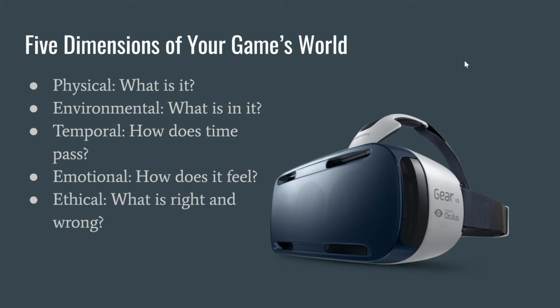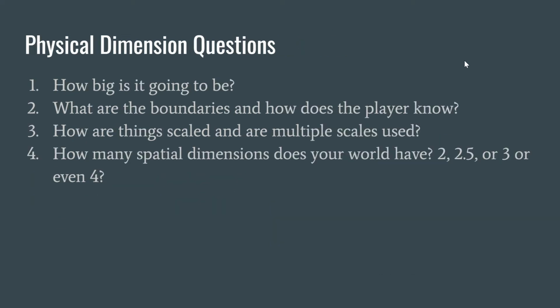And then there's a time element, also known as the temporal dimension. How does time pass in your world? We'll talk about that. Then you have the emotional dimension. How does your world feel? How are people feeling when they're playing your game? What do you want them to feel? How are you going to design the music and the sound effects and the look of the game to feel that way? And then last, we have the ethical dimension, which is what is right and what is wrong in your world, and how is that enforced? We're going to talk about each of these five in turn. Once again, the physical is the longest one. The next four we go through pretty quickly. So buckle in for the physical dimension.